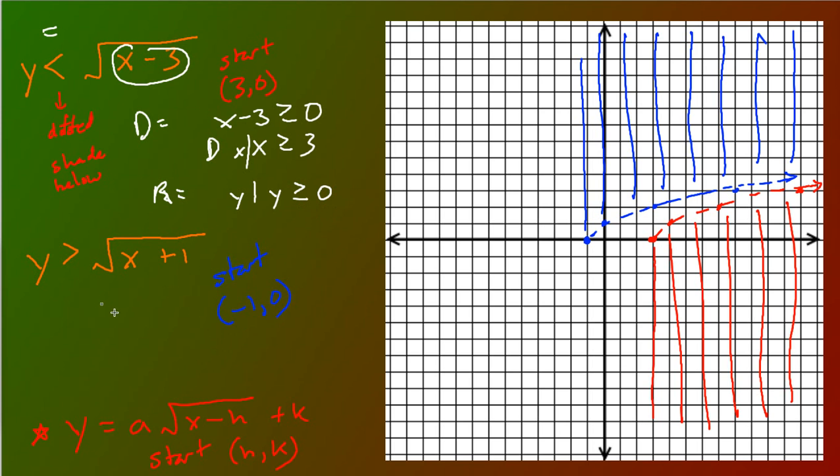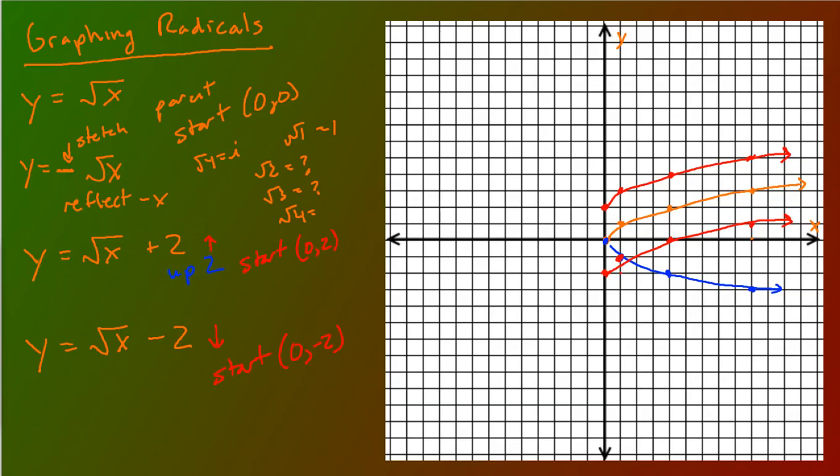And then here, what's my domain? X such that x is greater than or equal to -1, because this has to stay positive. So let's look at the graphs from before. I don't know, let's just do the next graph.